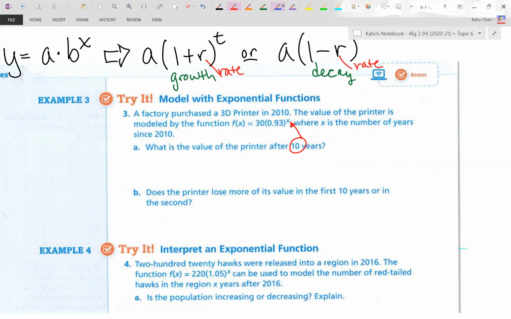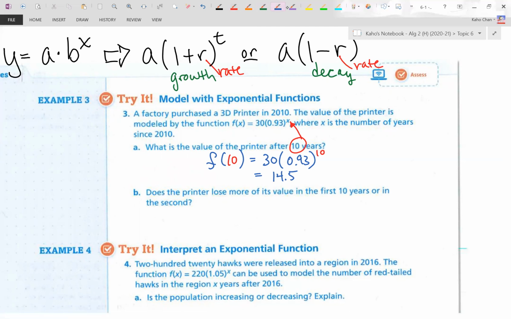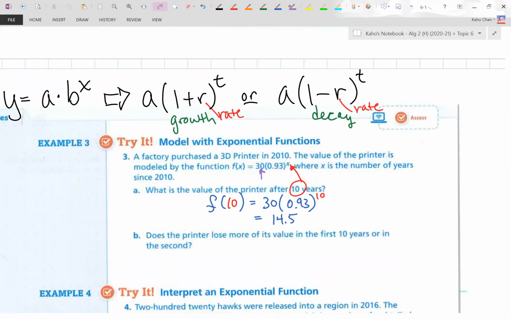Function notation wise, it's going to be f of 10 equals 30 times 0.93 to the 10 power. Now, all you have to do is punch that in your calculator. When you do, you'll get 14.5. Oh, that's really dropped. Why did it drop? Because your initial value was 30. Okay, remember? Oh, I didn't mention that, did I? Sorry about that. A is the initial value. My bad.